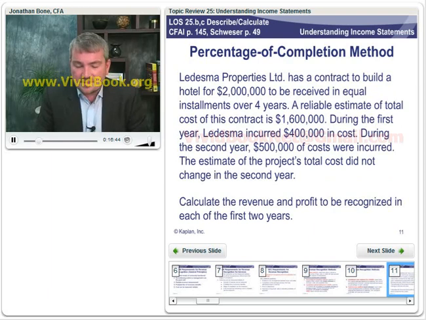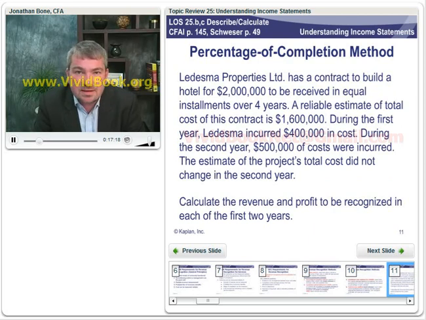Okay, so let's start off with an example that takes us through our percentage of completion method. So we've got Ledesma Properties here. They've got a contract to build a hotel for $2 million. So notice here we've got a contracted selling price. And we're going to receive that in equal installments over a 4-year period. We've got a reliable estimate of total cost of completing the contract of $1.6 million. Okay, significance here. We've got a contracted selling price and a reliable estimate of total cost. We're reasonably certain, therefore, that this project will generate a profit of $400,000. And because we're reasonably certain of that, the accounting standard will allow us to spread it over the life of the contract.